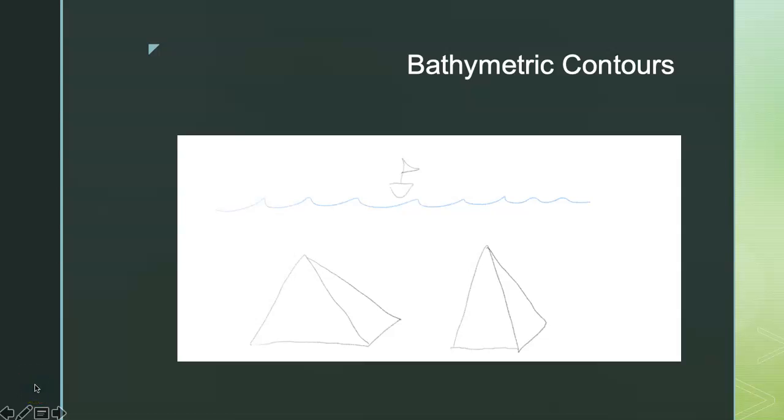In this presentation, we will build skills you will use to complete this week's lab. Bathymetric contours basically tell us how deep things are beneath the surface. For example, this boat is sailing over the sea. Underneath it are two pyramids, but how deep are they?